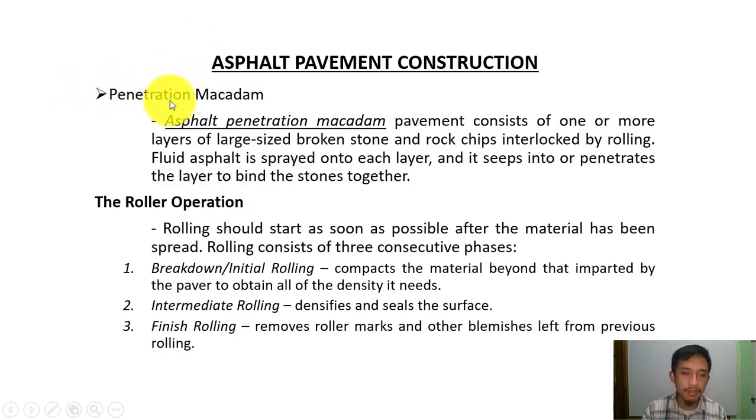So this is what I was saying a while ago, penetration macadam. Okay, so what is that? Asphalt penetration macadam pavement consists of one or more layers of large size broken stone and rock chips interlocked by rolling. Fluid asphalt is sprayed on each layer and it seeps into or penetrates the layer to bind the stones together. So this is what we call the penetration macadam.